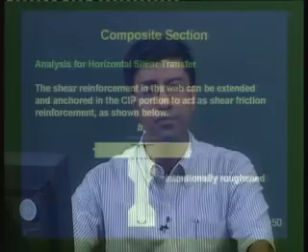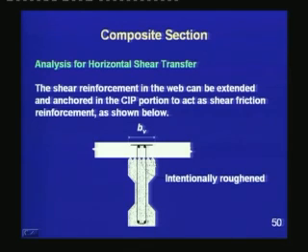Thus, in this sketch, BV is the width of the interface, and you observe that the shear reinforcement has been extended above the web and it is within the flange, and the interface has been intentionally roughened to have a friction between the cast in place concrete with the precast concrete.